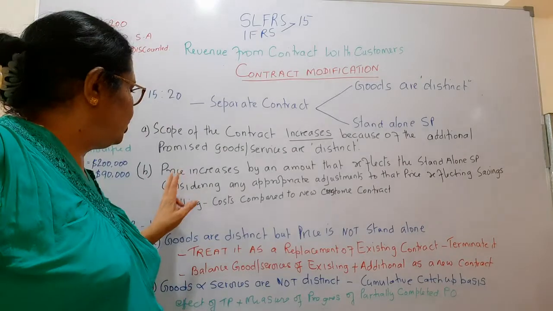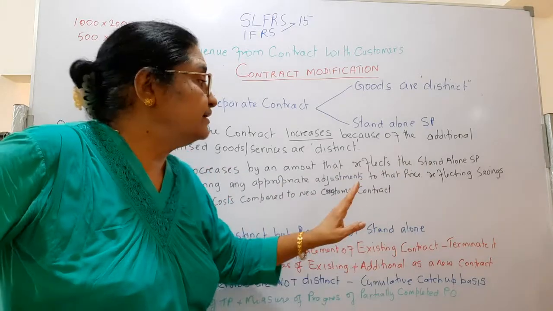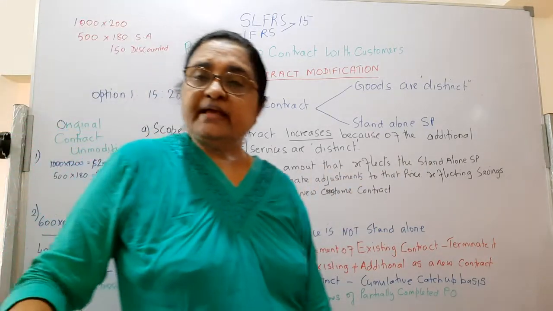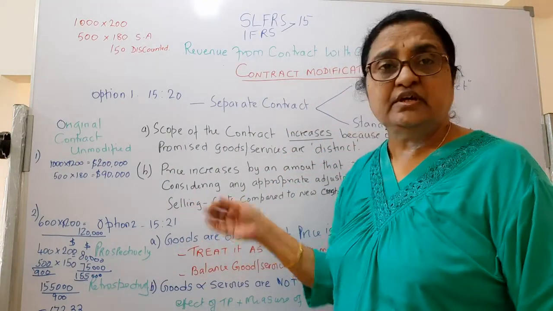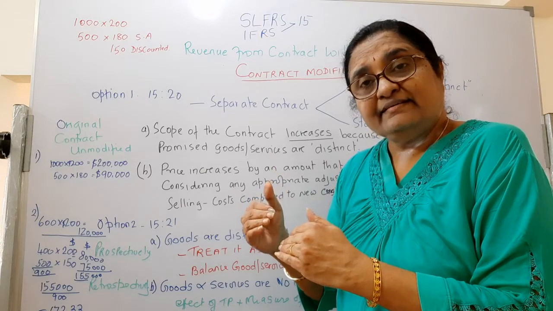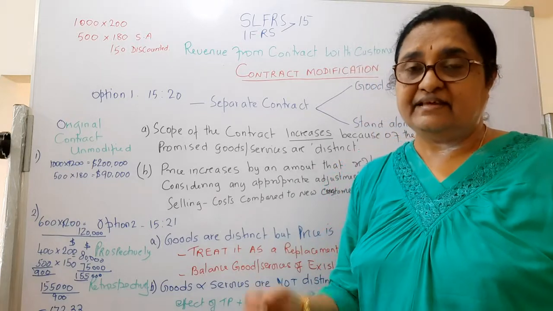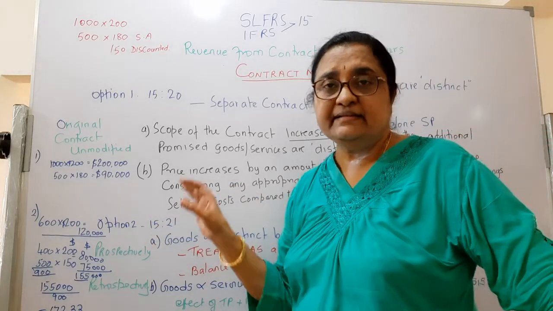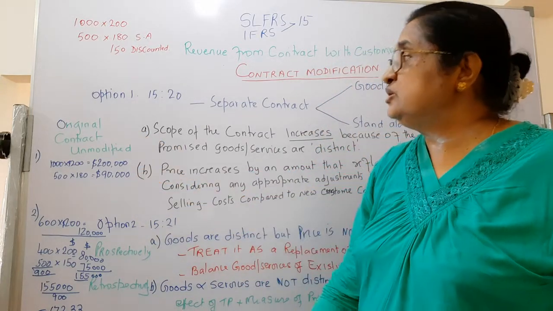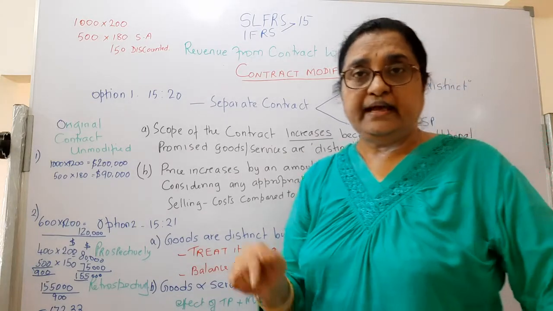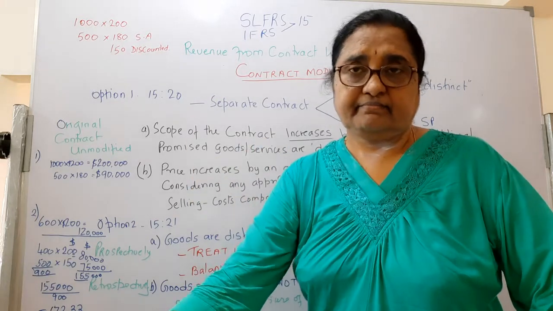Criteria 2, the price increases are reflecting the standalone selling prices. You can adjust for any savings in your selling prices or selling cost due to the contract with the same customer instead of going in for a new customer. If there is any savings, you can adjust that appropriately, the standard allows. So if these two criteria are met, then you can treat the new additional modification as a separate contract. That's what the standard says.